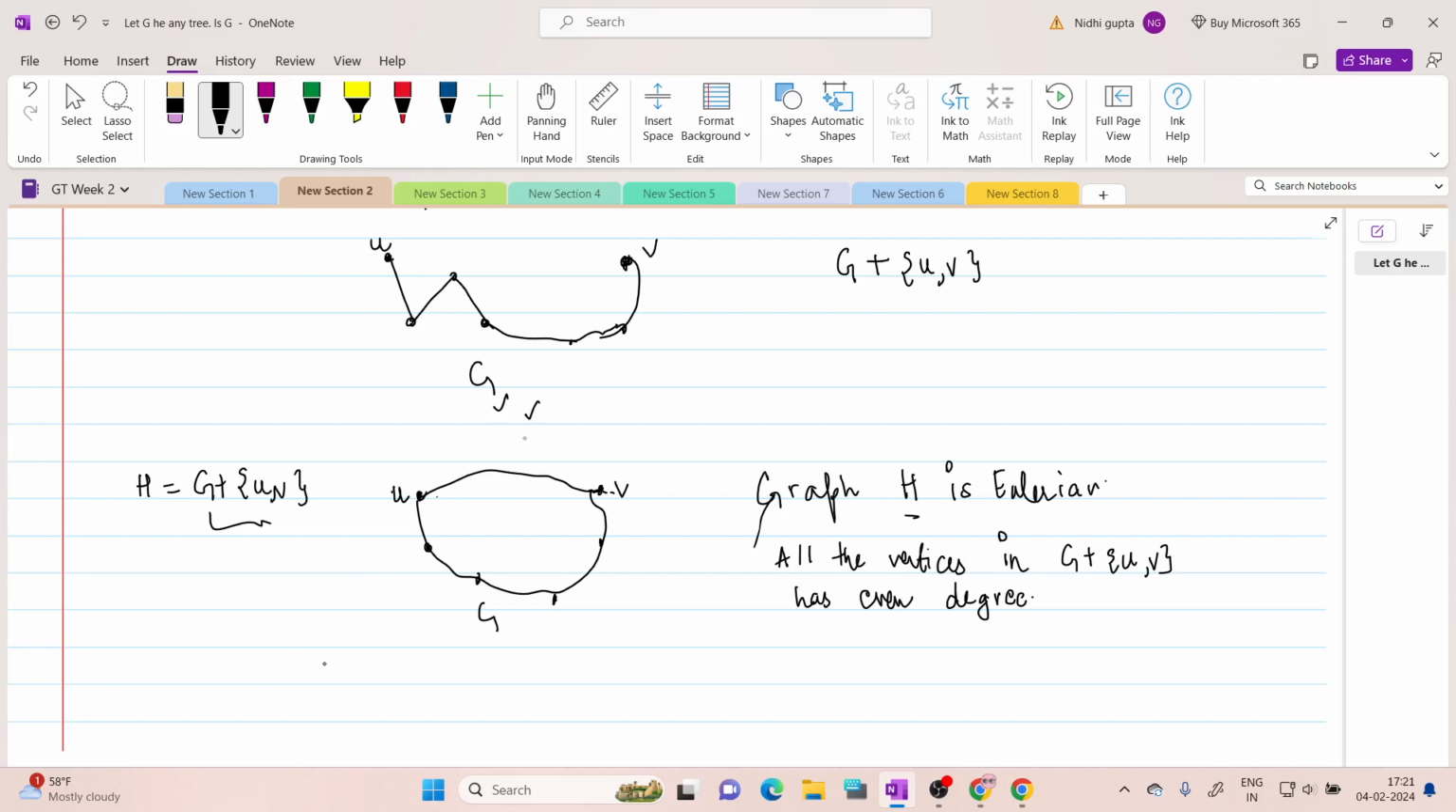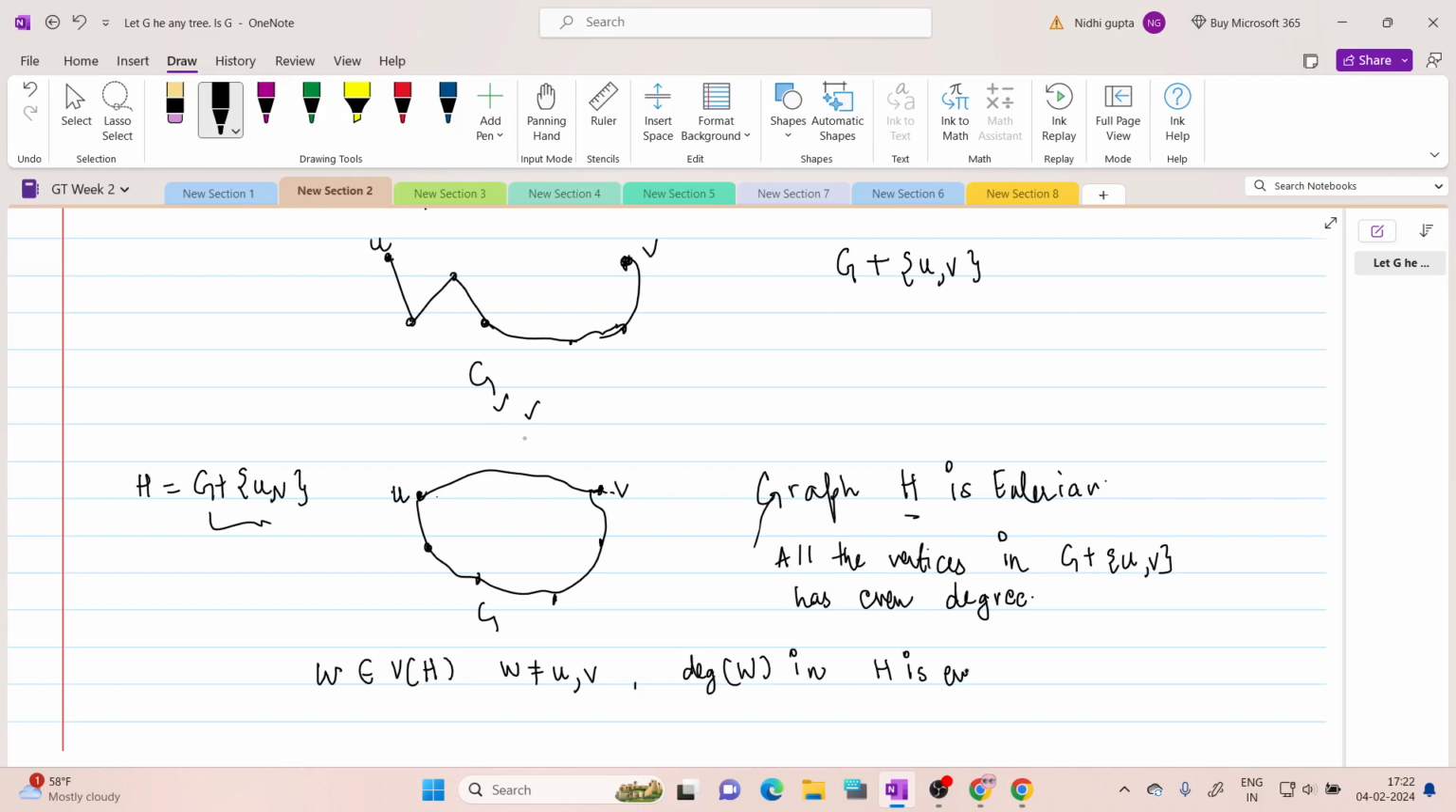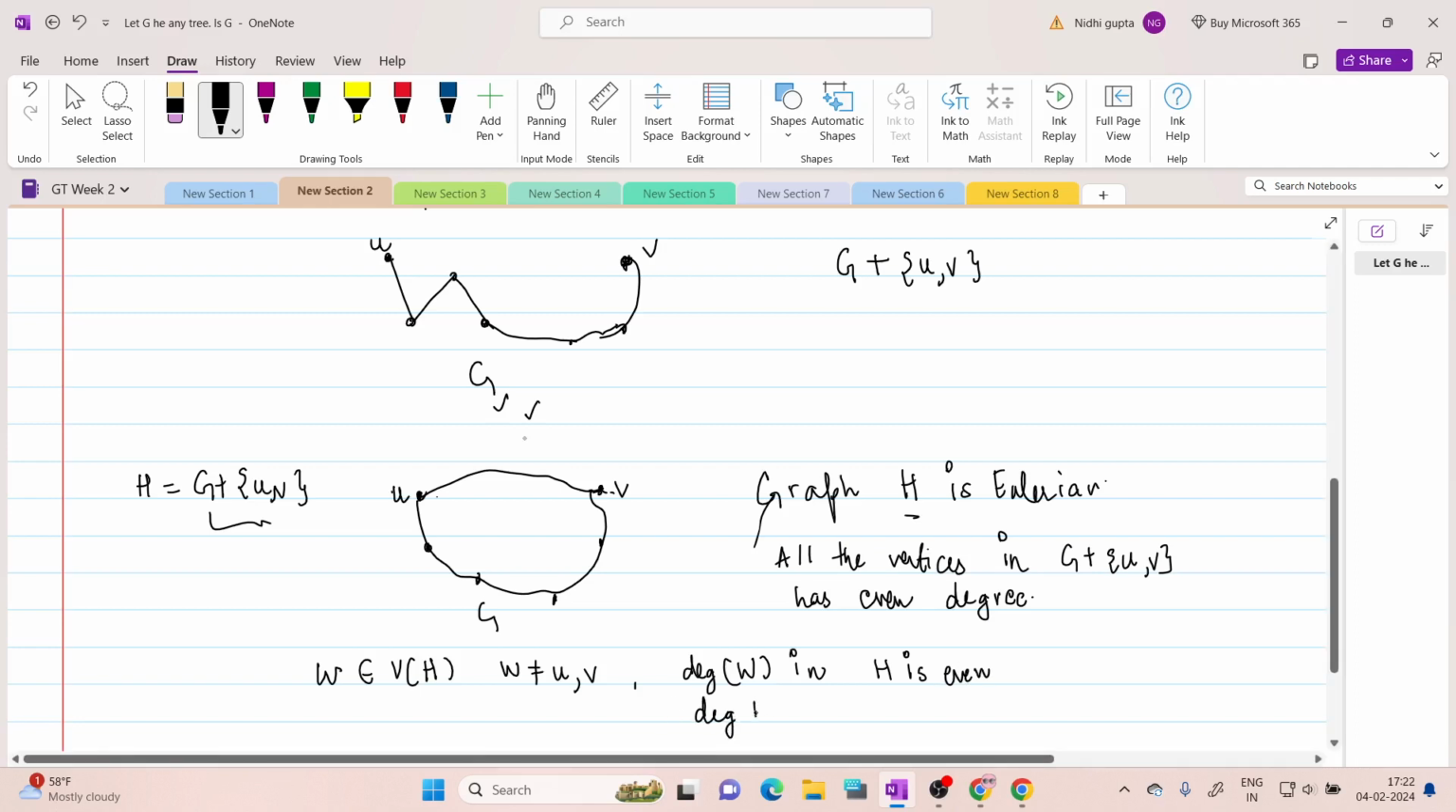So suppose I pick a vertex W in H, but W is not equal to U or V. So what can I say about the degree of W? We know that the degree of W in H is even. So what can we say about the degree of W in G? It is also even. Why?